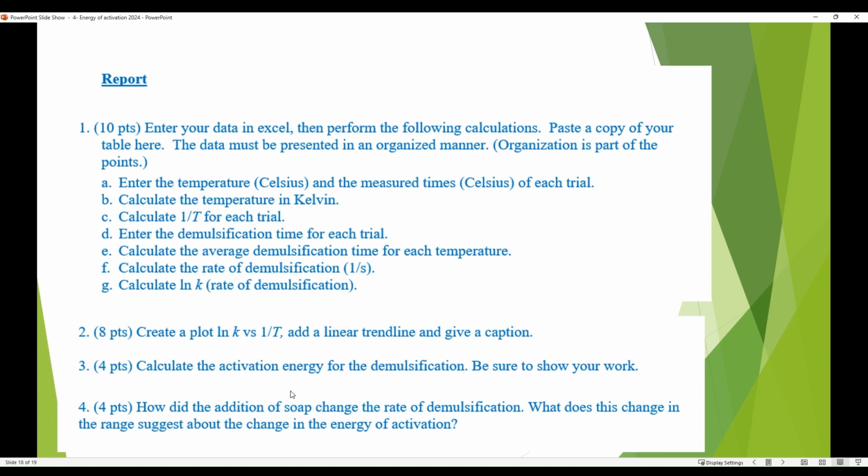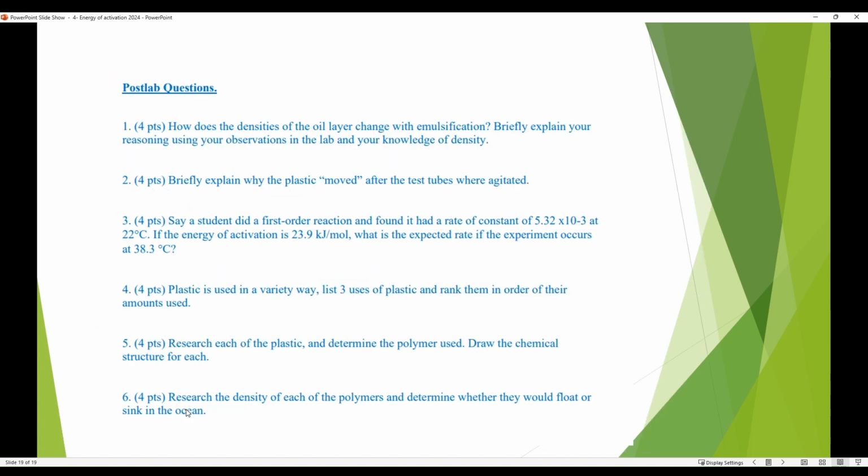And then lastly, how did the addition of soap change the rate of demulsification? That I talked about in pre-lab lecture. You don't need to actually do any calculations with it. You can just empirically see it. Hopefully you saw that, and if not, just reach out to me.